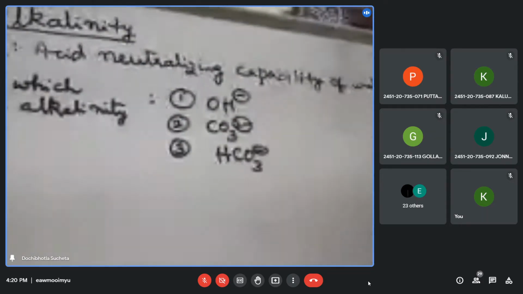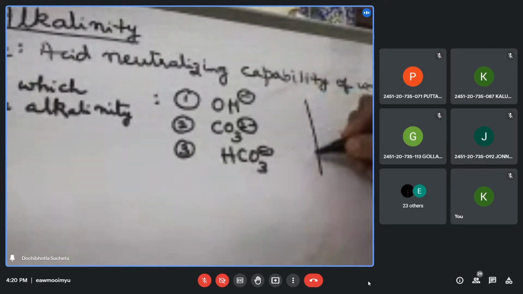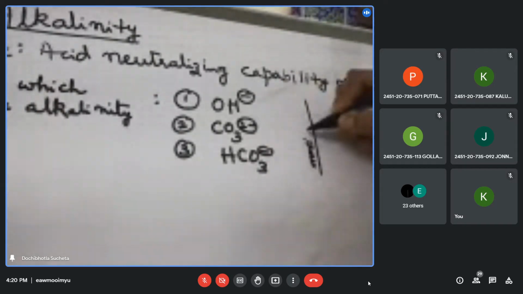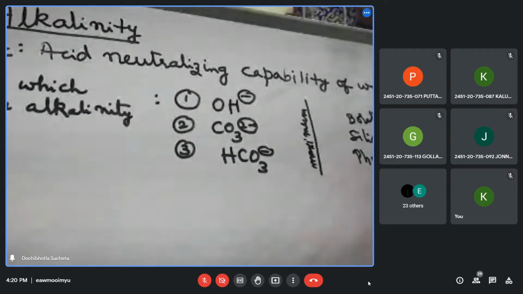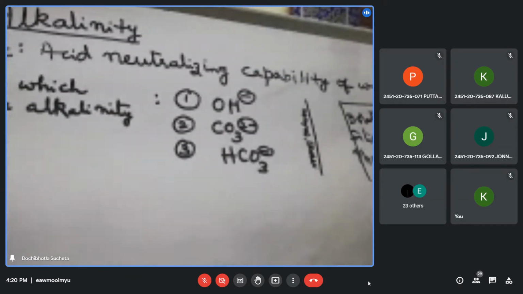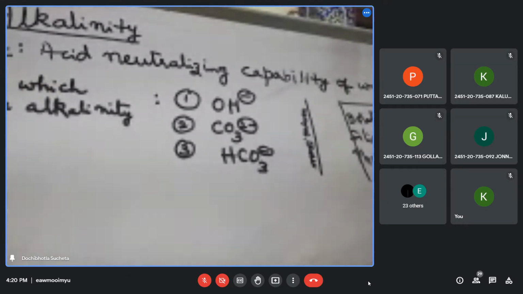These three contribute the maximum. But there are other ions, like borates, silicates, phosphates, sulfates, etc. These contribute less. Their concentration is also less, and they contribute less alkalinity. Therefore, we are not considering them.